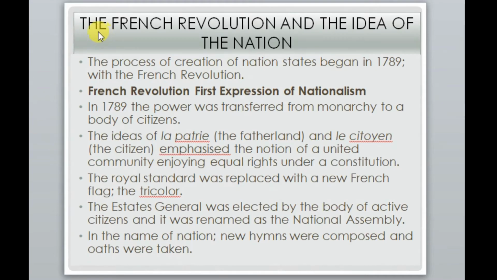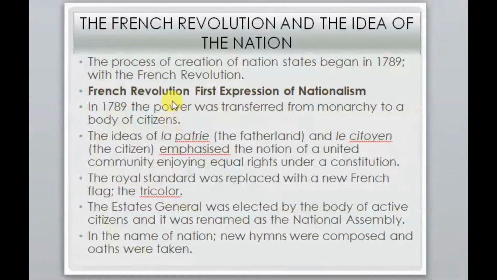Today we are going to discuss the topic the French Revolution and the idea of the nation. In this topic, we will discuss how the French Revolution played an important role in spreading the idea of the nation. The process of creation of nation states began in 1789 with the French Revolution. The French Revolution was the first expression of nationalism. It means the sense of nationalism was first seen clearly in the French Revolution.